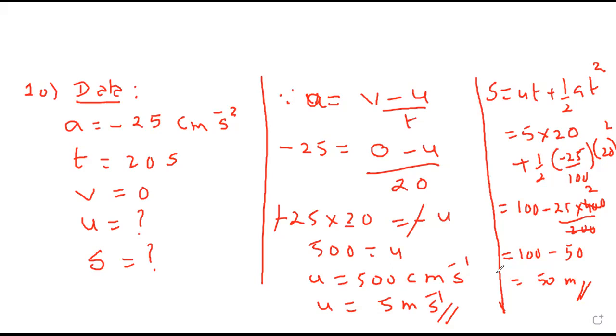Sir, I did not understand. Half A T square should be half into, minus 25 upon 100. Okay.